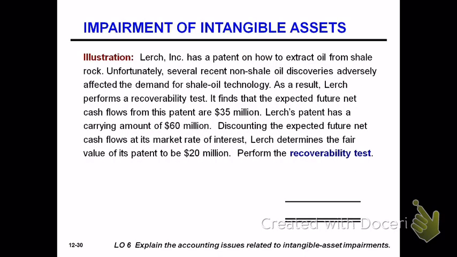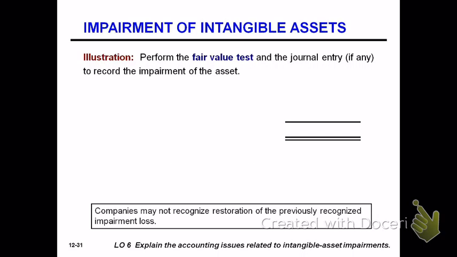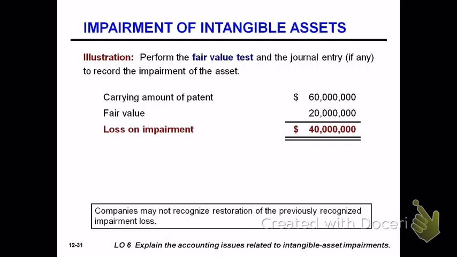Here's an example. So this company has a patent. The expected future net cash flows are $35 million. The carrying amount is $60 million. So they have an impairment of the asset. So they're going to have to go forward and do the second step where they compare the fair value of the asset to the carrying value to determine the loss of impairment. So we have a $40 million loss on impairment.